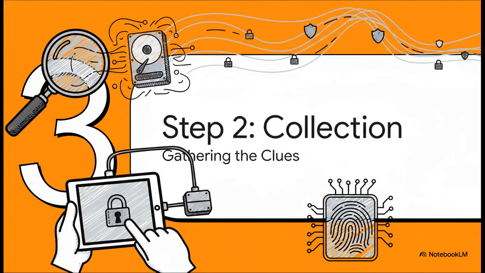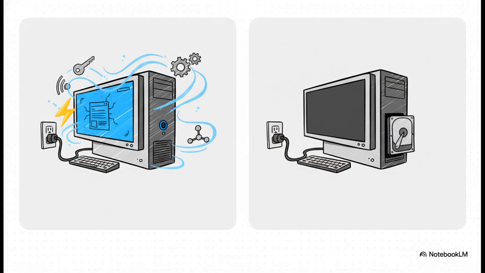Okay, so the evidence has been identified. Now for the really technical part. How do you safely gather all that data without changing a single bit? Well, the very first decision an investigator has to make is whether a system is live, meaning it's powered on, or dead, meaning it's off.